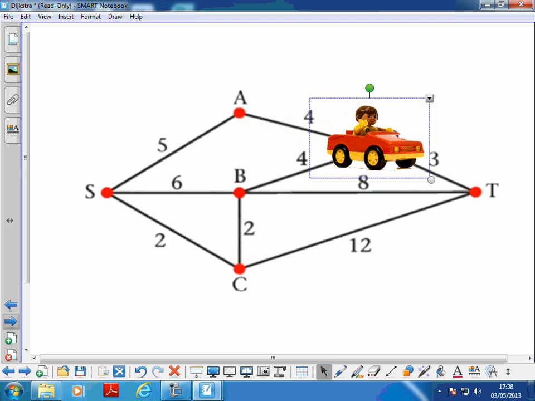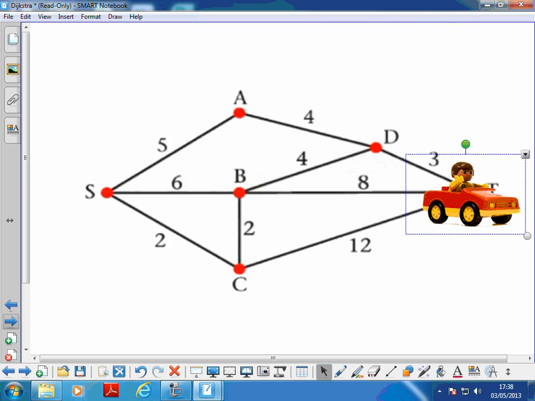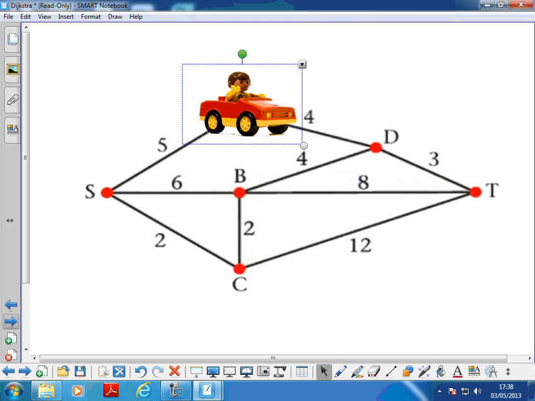And the shortest up to D that we know of is going to be 8. So we're remembering 8, we're remembering 5, and we're remembering 12. Now of those, the smallest is 5. So if we go and look at A, maybe going via A is going to actually be shorter overall. Maybe. So we're remembering 5 here.